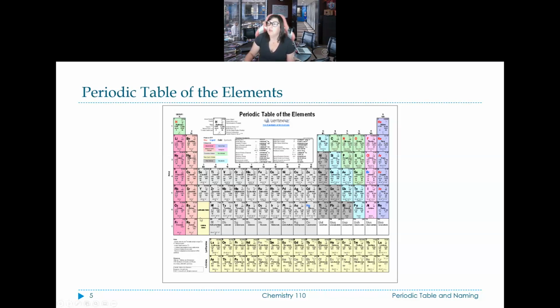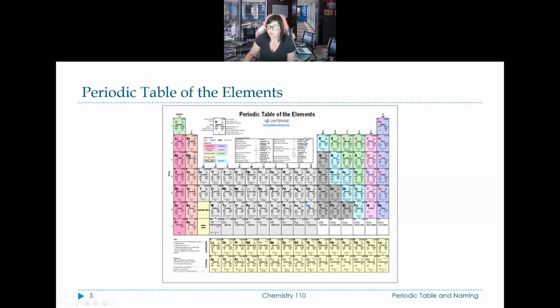Okay. We also have periods, which are the rows in the periodic table. The number of the row determines the highest valence shell orbital. So this row number tells you how far from the nucleus those electrons in the outer shell exist. So it's a distance measure.